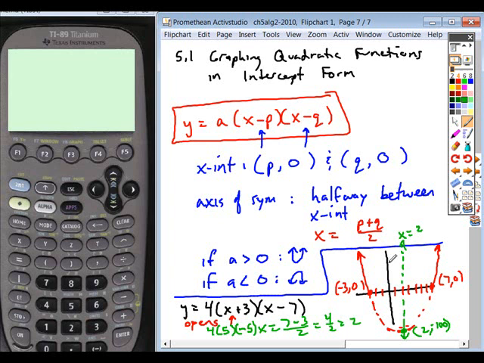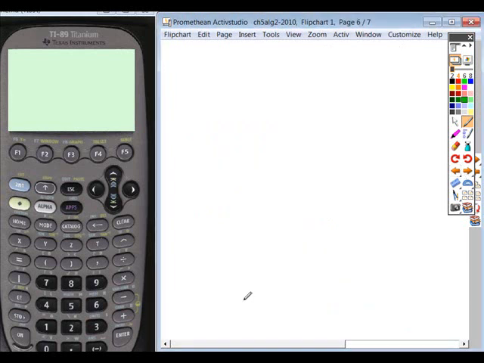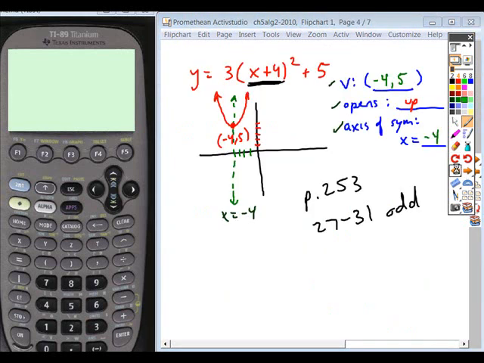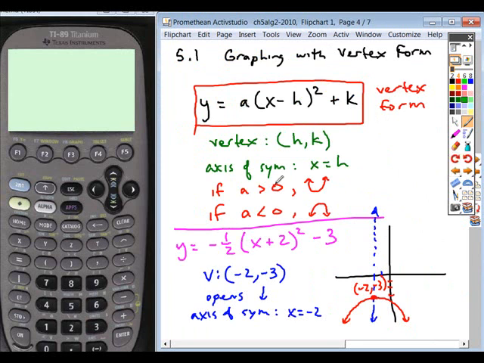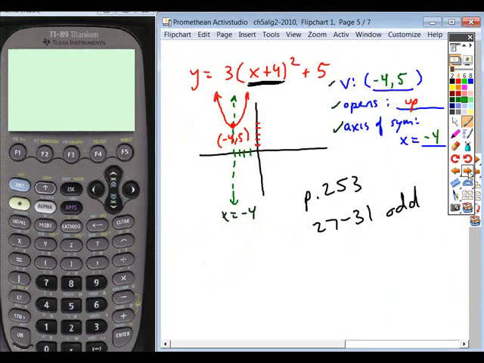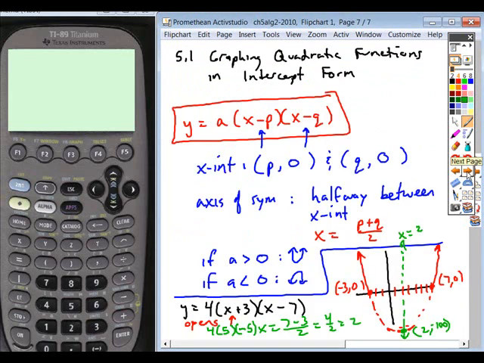Would you imagine that this would be steep, seeing how this number 4 is greater than 1? It's the same rule as what was here. The larger the number is out front here, this a value, the steeper your graph. The smaller it is, as if it's less than 1, it's going to be a flat graph. Okay. So once again, if you're given these intercept forms, what I expect to see labeled is the x-intercepts. I also expect to see the vertex and the axis of symmetry. Okay.